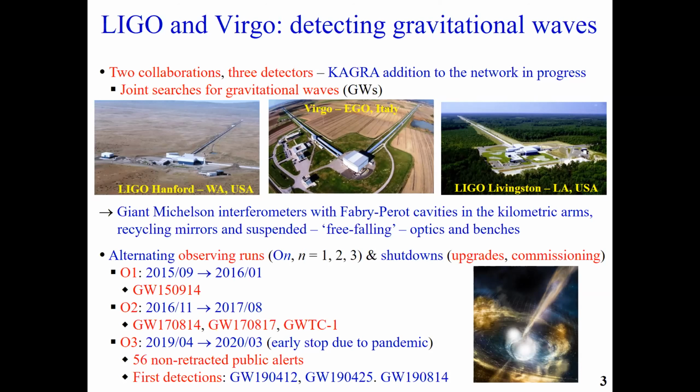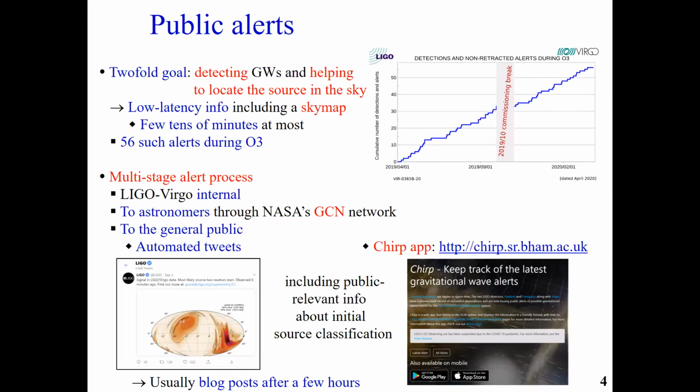What is good about this run is that we published 56 non-retracted public alerts. That is 56 potentially interesting gravitational wave triggers that the astronomical community can try to follow up. We already have some papers about the first detections, but more to come. With those public alerts, our goal is not only to detect gravitational waves, but also to help locate the source in the sky.